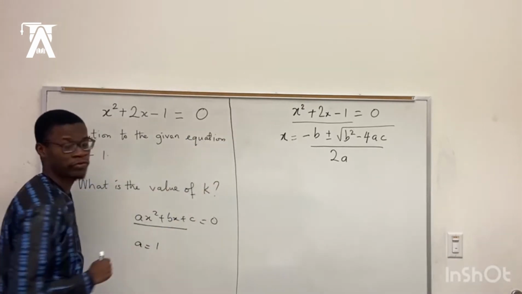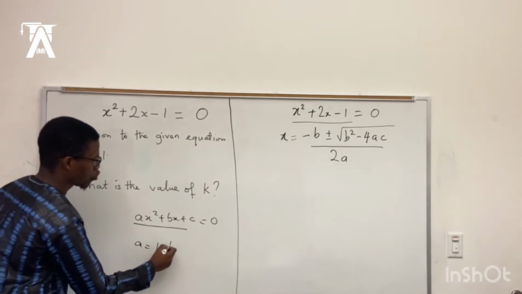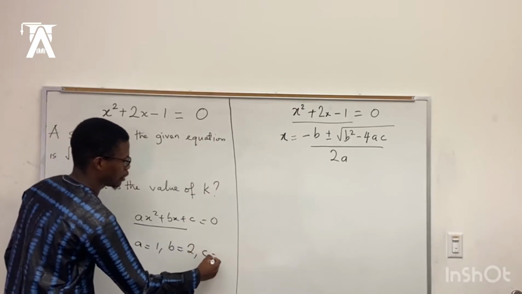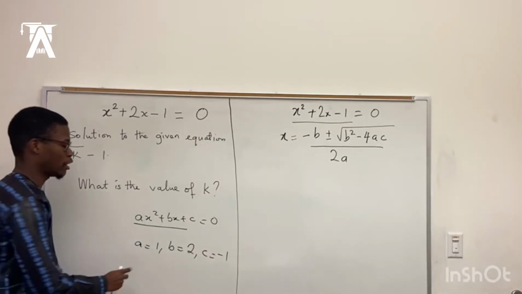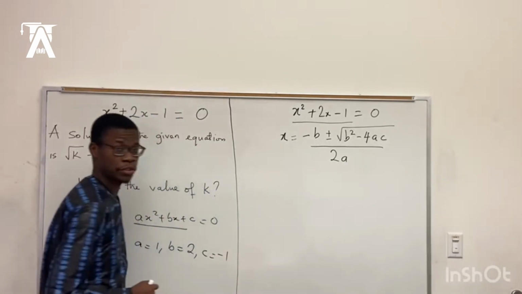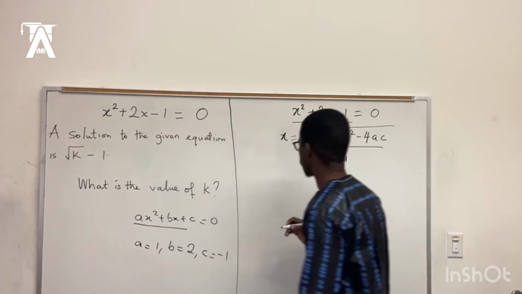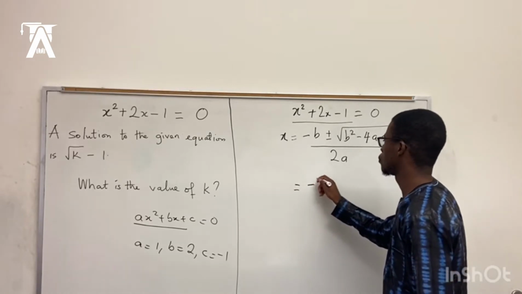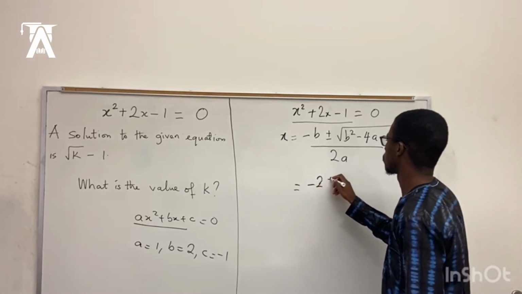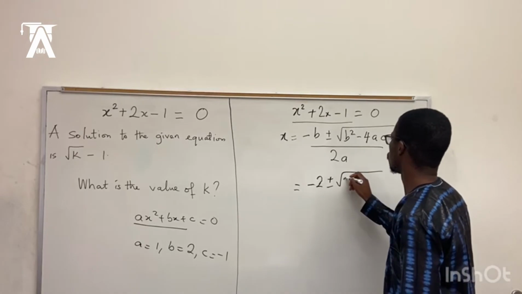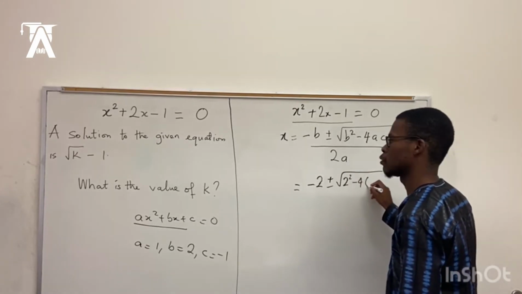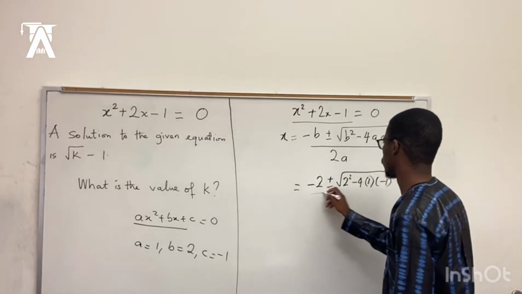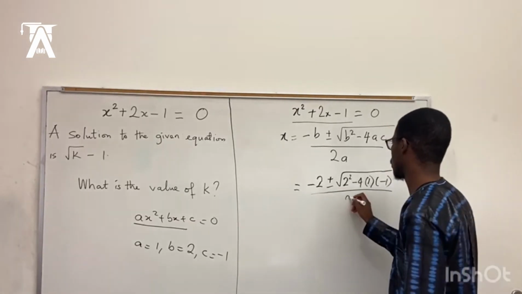So comparing this with this, you have that a is what? 1. The coefficient of x squared is 1. The coefficient of x is 2. And c is negative 1. So let's put this into the formula. So we have x equals negative 2 plus or minus square root of 2 squared minus 4ac, divided by 2a. You can just write 2 here.